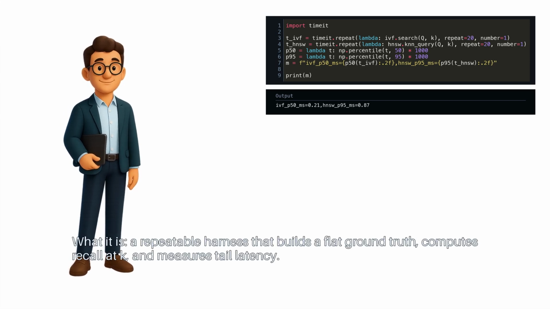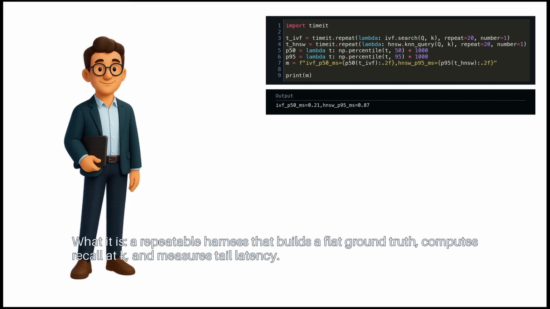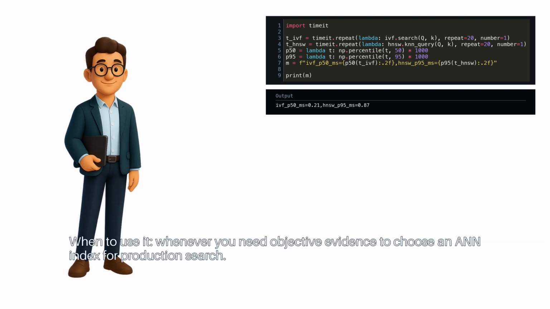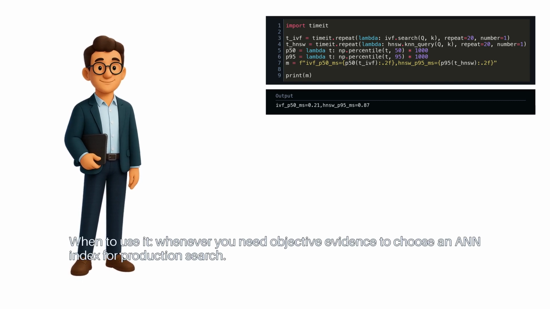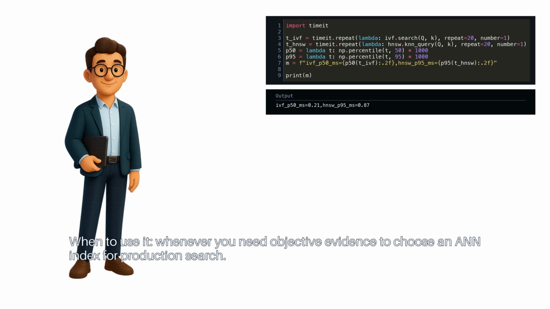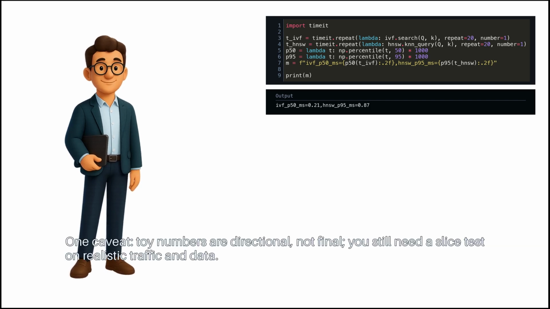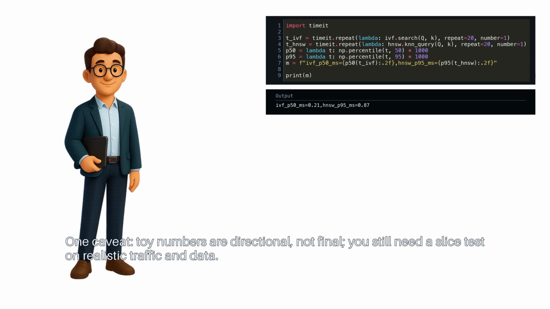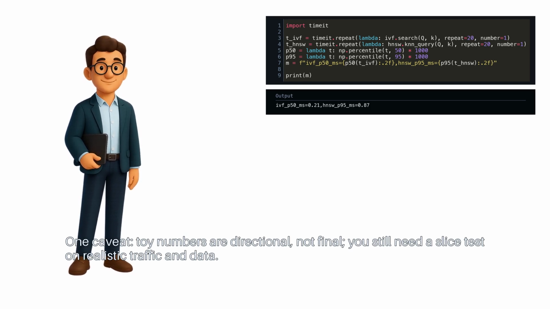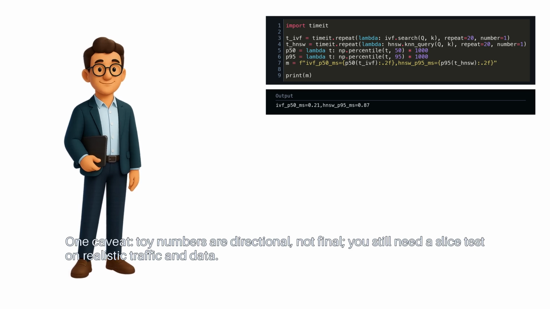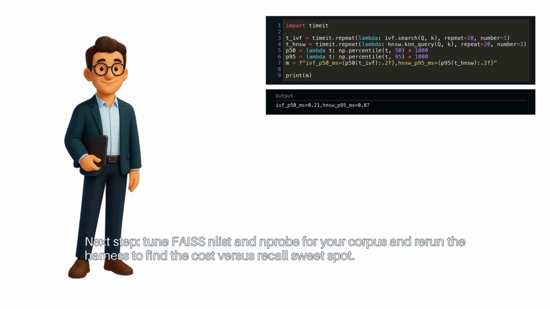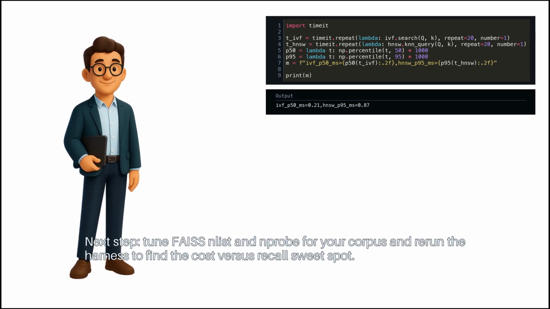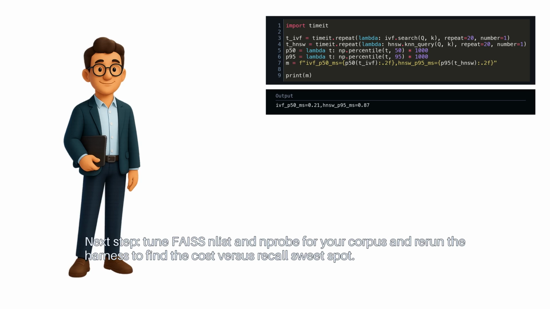Recap: what it is: a repeatable harness that builds a flat ground truth, computes recall at K, and measures tail latency. When to use it: whenever you need objective evidence to choose an ANN index for production search. One caveat: toy numbers are directional, not final. You still need a slice test on realistic traffic and data. Next step: tune FAISS nlist and nprobe for your corpus and rerun the harness to find the cost versus recall sweet spot.